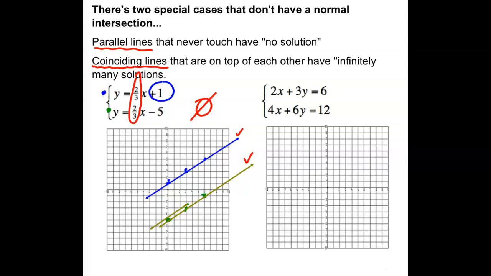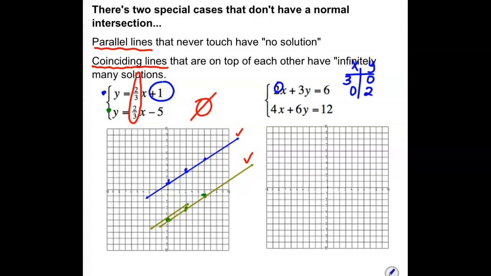All right, for our next one, these are in standard form. So again, I'm going to practice finding those intercepts. If we put 0 in for y, the 3y goes away. 2x equals 6, so x would have to be a 3. If we put a 0 in for x, that disappears, and we get 3y equaling 6, so y would have to be a 2.